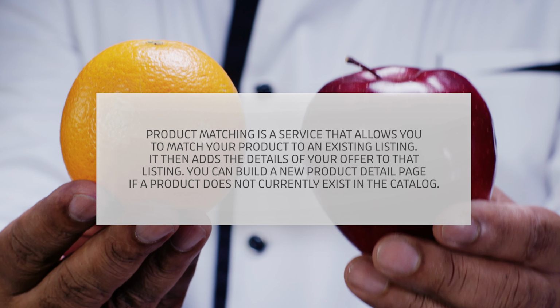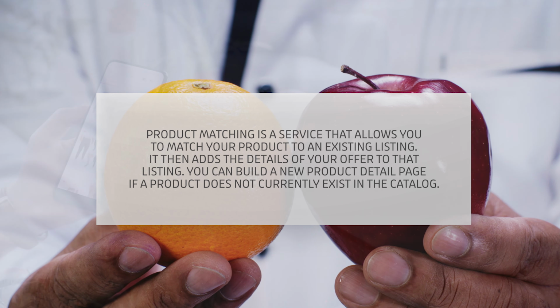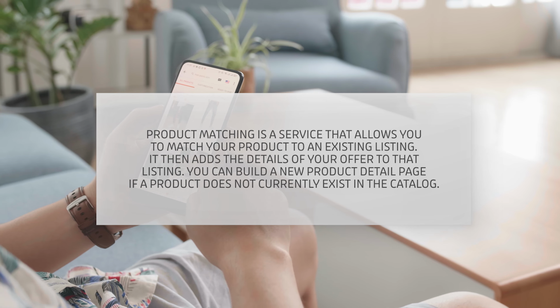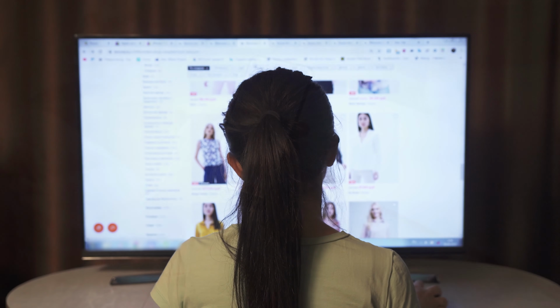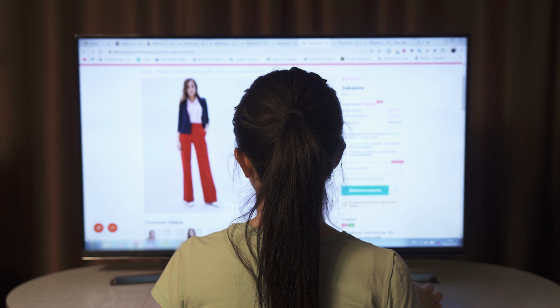It then adds the details of your offer to that listing. You can build a new product detail page if a product does not currently exist in the catalog. In this tutorial, we'll walk you through how to add a product that's already available on Amazon.